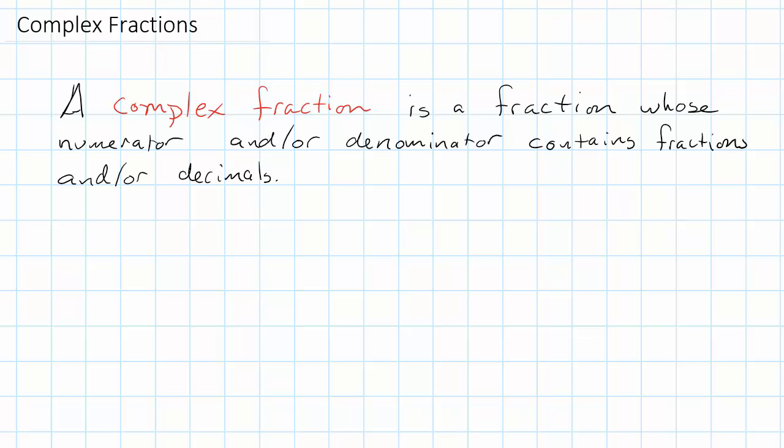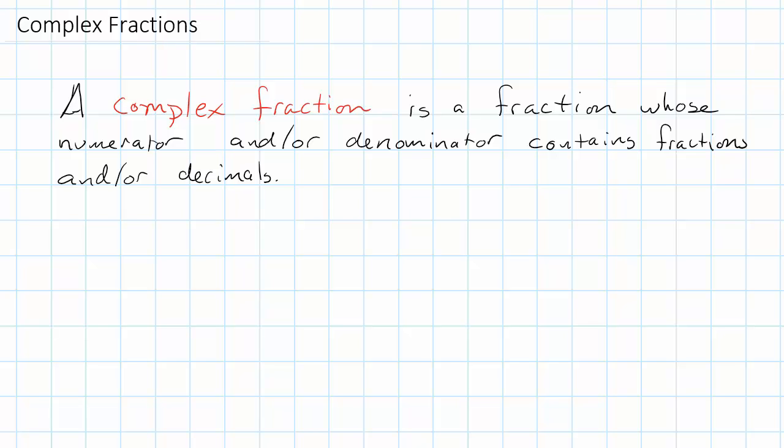One particular thing that we want to consider now that we've thought about order of operations, and in particular now that we've thought about the fraction bar as a grouping symbol, is what are called complex fractions. A complex fraction is a fraction whose numerator and/or denominator contains fractions and/or decimals.